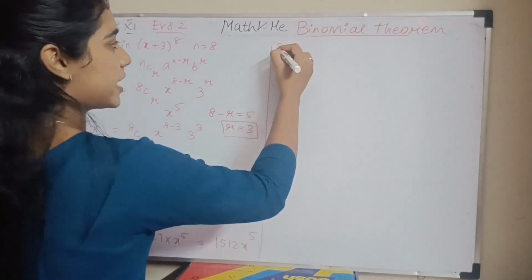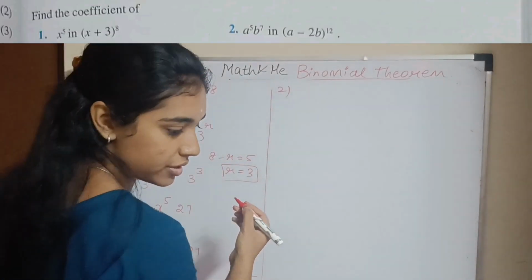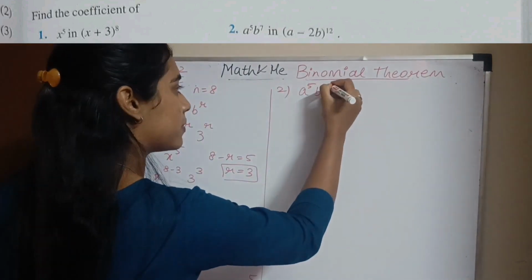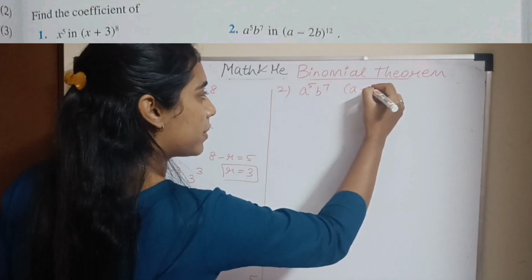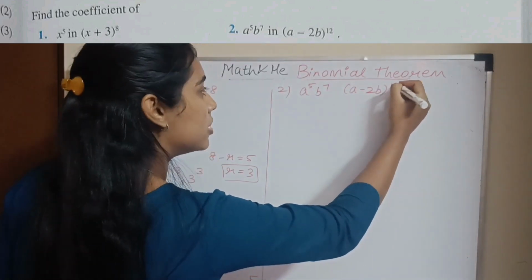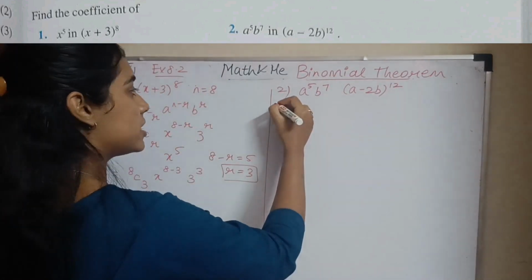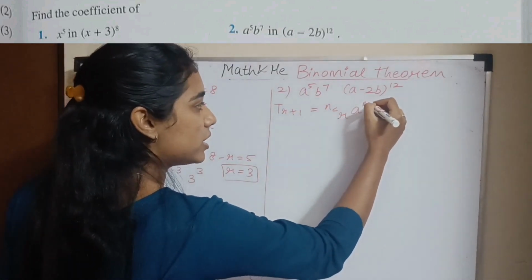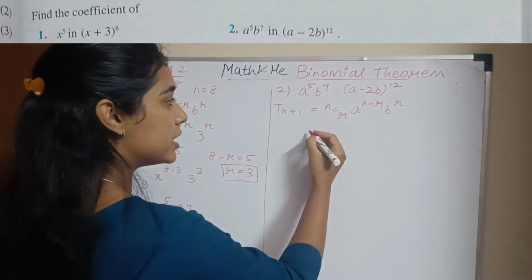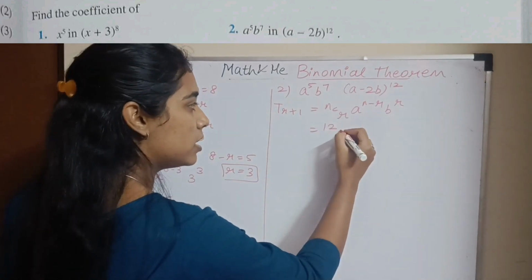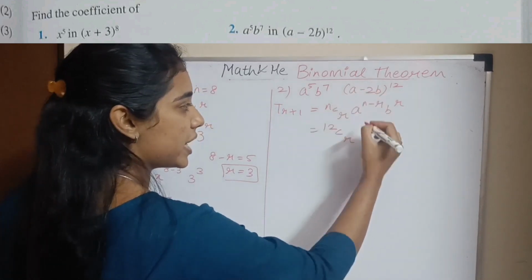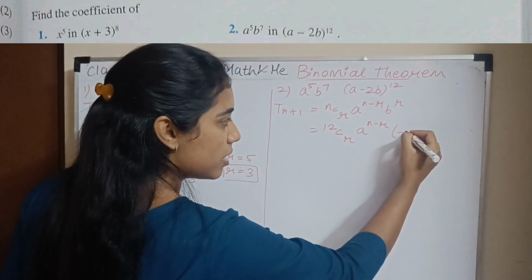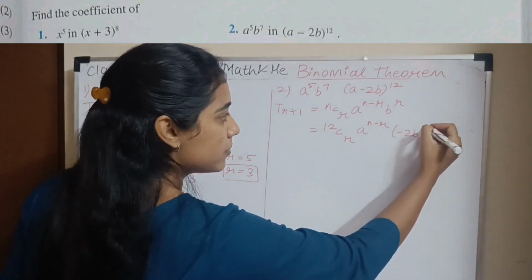Similarly, when I solve the second question, it is very similar to the example question. Find the coefficient of a power 5 b power 7 in (a minus 2b) to the power 12. Okay. So what is it? T of r plus 1 is nCr a to the n minus r b to the r. So I have my n is 12Cr. What is my a? A itself, n minus r, times what is my b? Minus 2b to the power r.